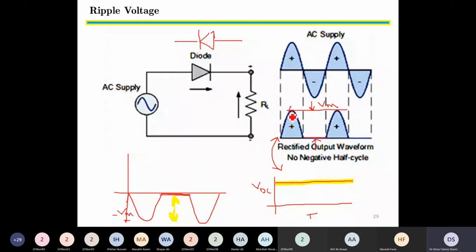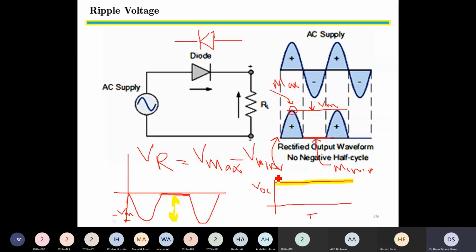This is our maximum voltage. And the minimum voltage is over here. This is our minimum voltage. The difference, V ripple, is equal to V maximum minus V minimum. This is the ripple voltage.